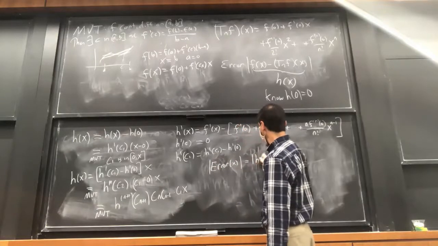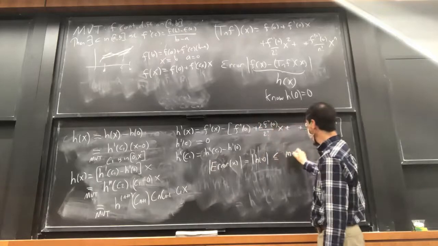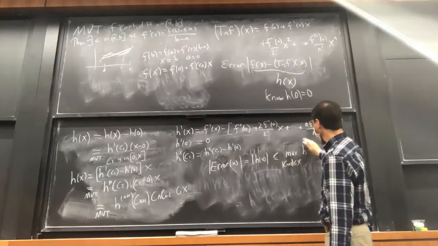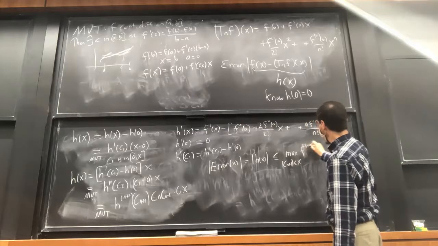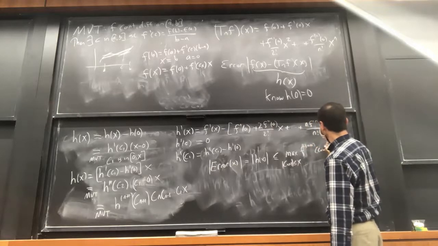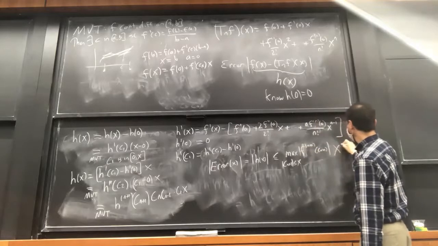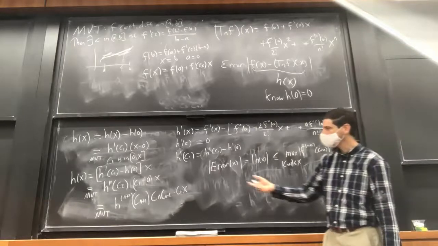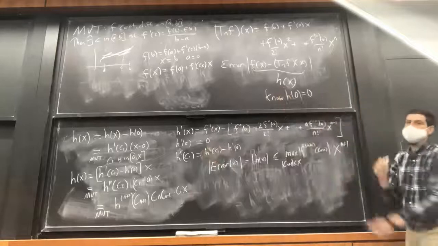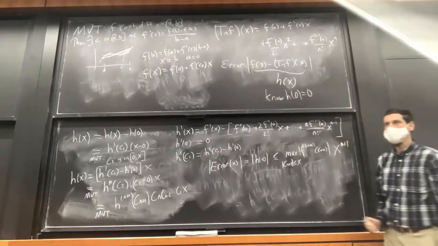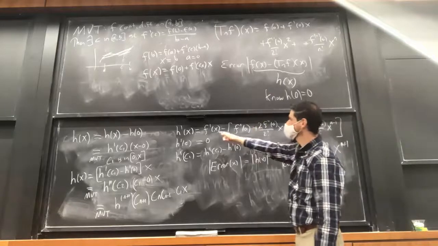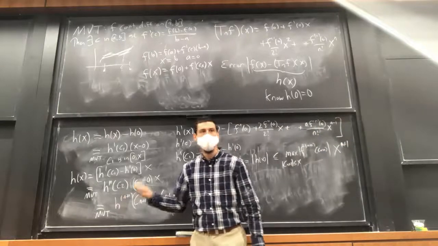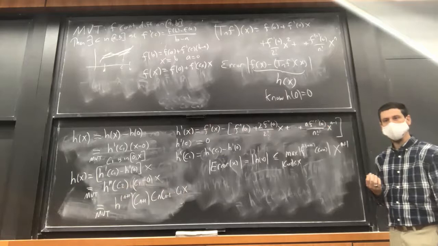And so I get that the error is equal to the absolute value of h of x, and this is going to be less than or equal to the maximum over cn plus 1 less than or equal to x, of the n plus first derivative at cn plus 1 times x to the n plus 1. And the reason is, if I take n plus 1 derivatives, the polynomial is all gone. Tn of f, n plus 1 derivatives kills it. So n plus 1 derivatives of h is just n plus 1 derivatives of f. And I'm just saying, let's look at the largest this can be. The largest that can be is going to be a good bound for my error.